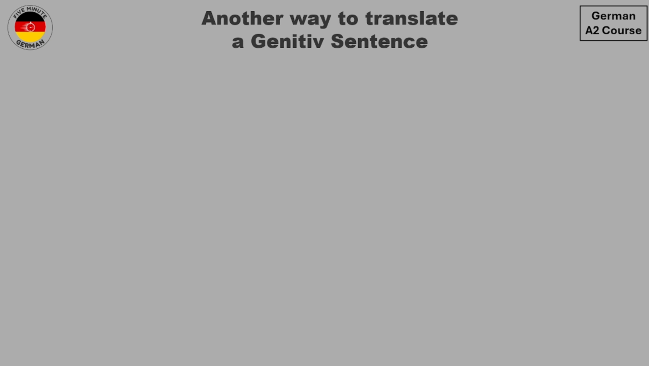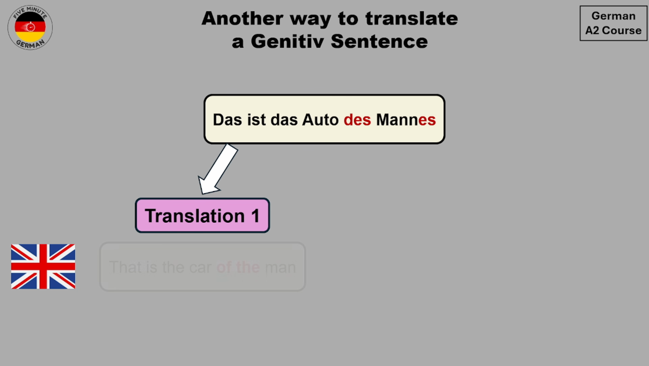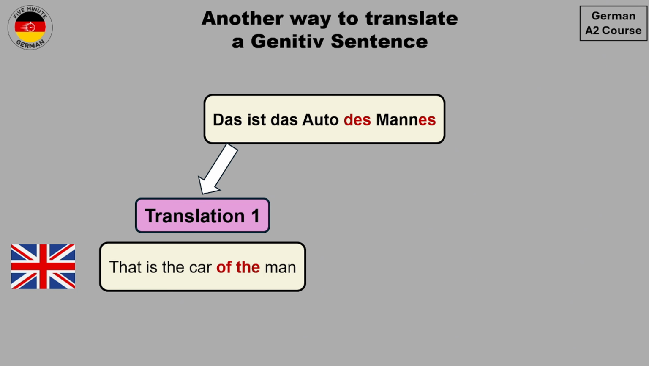Now let me give you another way on how you can translate a genitive sentence in English. So we have the sentence, "Das ist das Auto des Mannes." And up till now, I have translated this sentence in English as "that is the car of the man." So I have translated this as "of the." I use this translation because I personally feel that this is simpler and easier to translate from German into English.